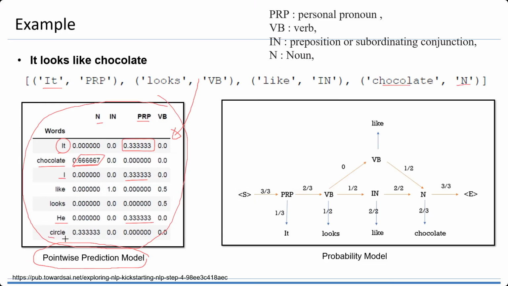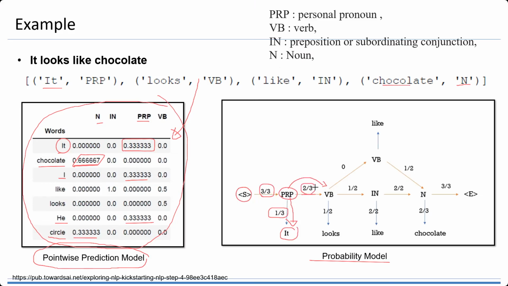If I have the word circle, then I know that there is a probability of being a noun, it is 0.333. And we can make the probability model. So the probability model means from the starting of the language, it will be started with PRP, personal pronoun. And then it will go to verb. So the PRP, it is 0.333 will be the word it.